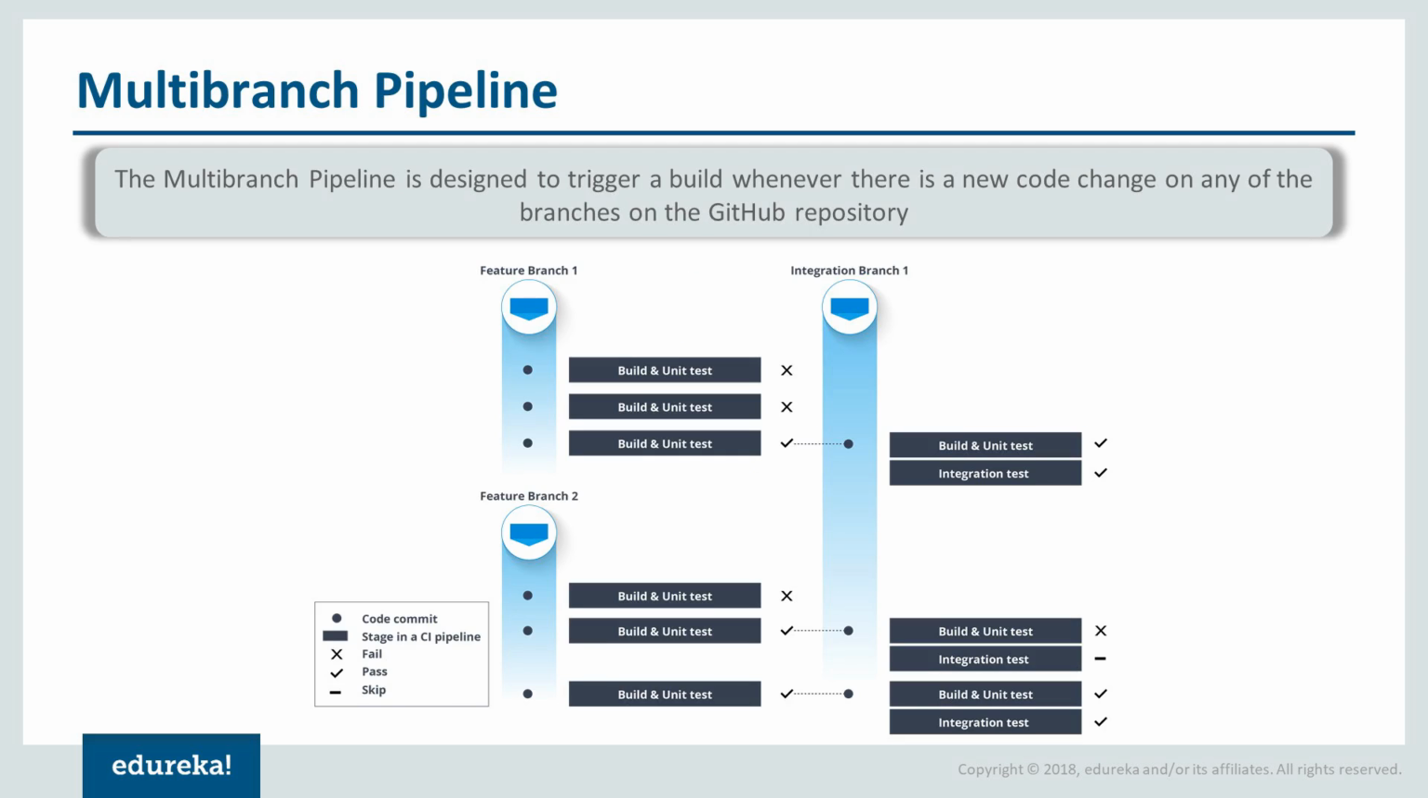So the multi-branch pipeline is designed to trigger a build whenever there is a new code change on any of the branches on the GitHub repository. So as we have spoken, the moment you push a change on, let's say, branch 1 or branch 2, based on that, it will initiate the build and subsequent unit testing. And if everything passes, it will go ahead with the integration tests. And finally, if everything goes well, it will go ahead with the deployment if you have defined that inside your Jenkins job.